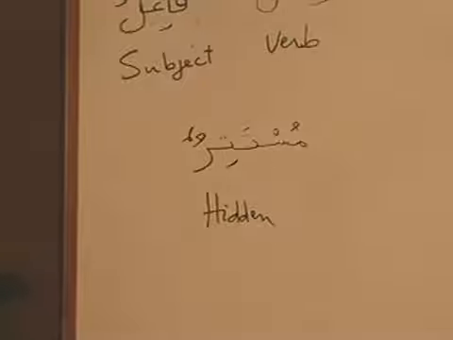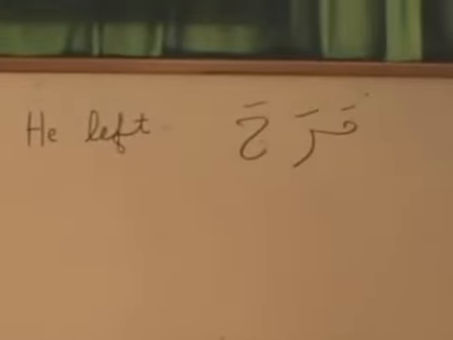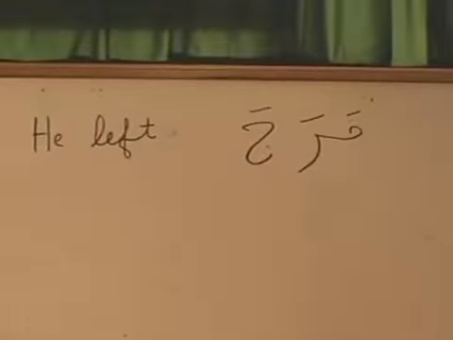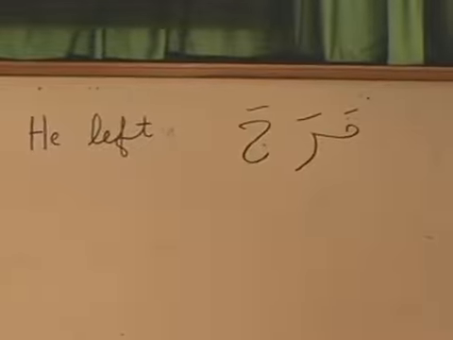Where is the fa'il in kharaja? It is mustatir. For the first few days you can say hidden. Later on we'll say mustatir. Okay. In what form is the fa'il mustatir? It's damir, pronoun. He. Huwa kharaja. So damir mustatir, a pronoun which is hidden. See, because it is he left. Are you with me, brothers and sisters?